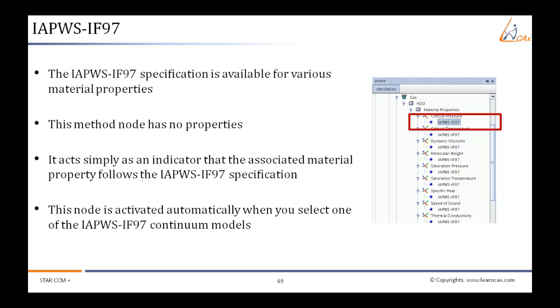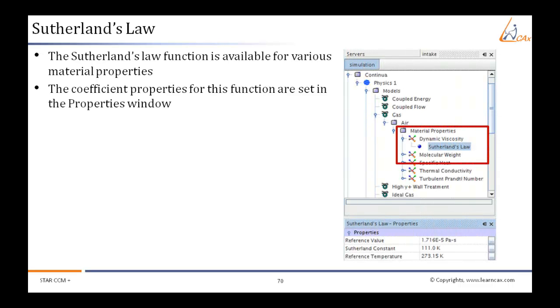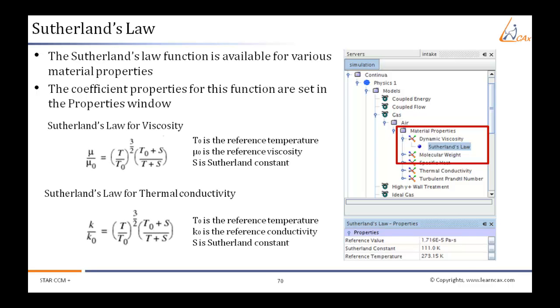The Sutherland's law function is available for various material properties. The coefficient properties for this function are set in the properties window. Sutherland's law for viscosity is shown here. In this equation, T0 and μ0 are the reference temperature and viscosity respectively, and S is the Sutherland constant.